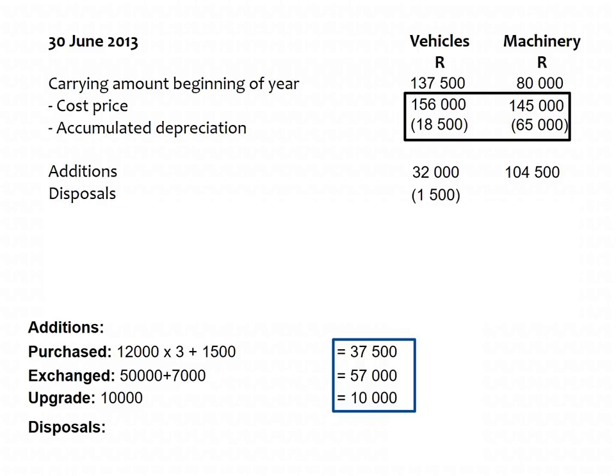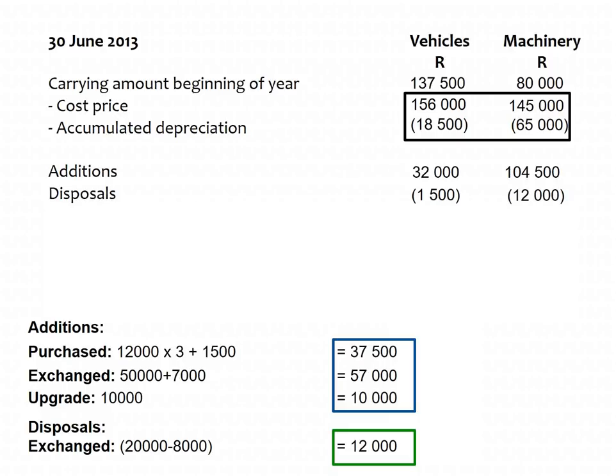What disposals took place? If we've exchanged an asset, we've given an asset away. This is a disposal, and the cost of that disposal is at the carrying amount. To calculate the carrying amount, you'd simply take the cost at the date of exchange less the accumulated depreciation at the date of exchange, and we are given this in note 3. So therefore the disposal for the year amounts to 12,000.